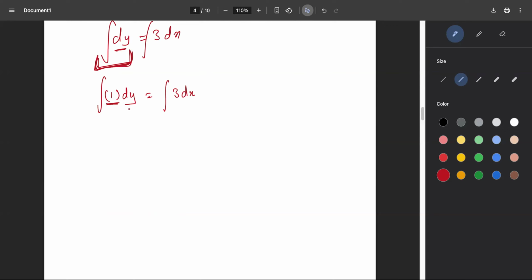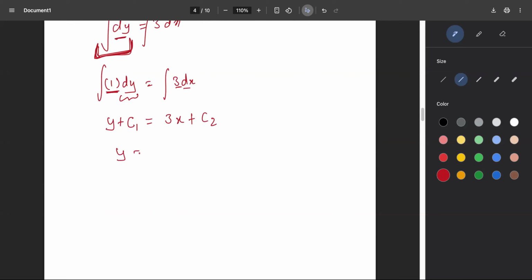Yes, sir. Here I am integrating with respect to y, so I will get y plus c. Now I can have one constant from here and one constant from there, so I will write it as c1. On this side I already have 3, which I will take outside. From here I will get x plus c2. So y is equal to 3x plus c. What is c? c is nothing but c2 minus c1, basically the final constant of the whole equation.